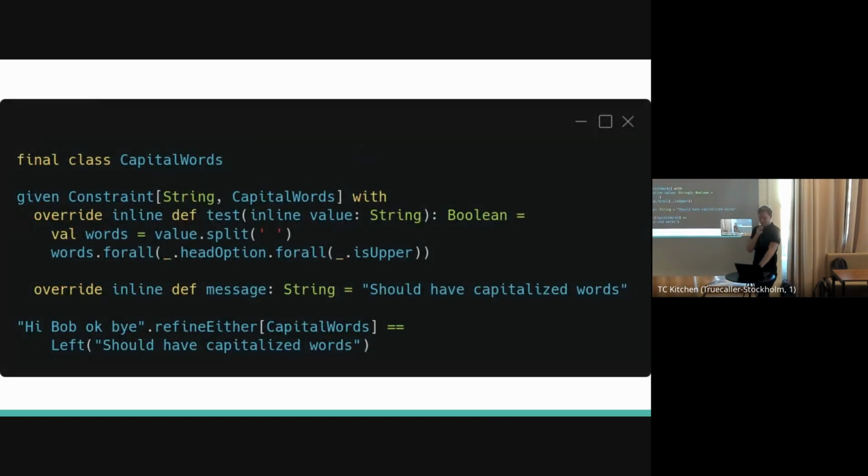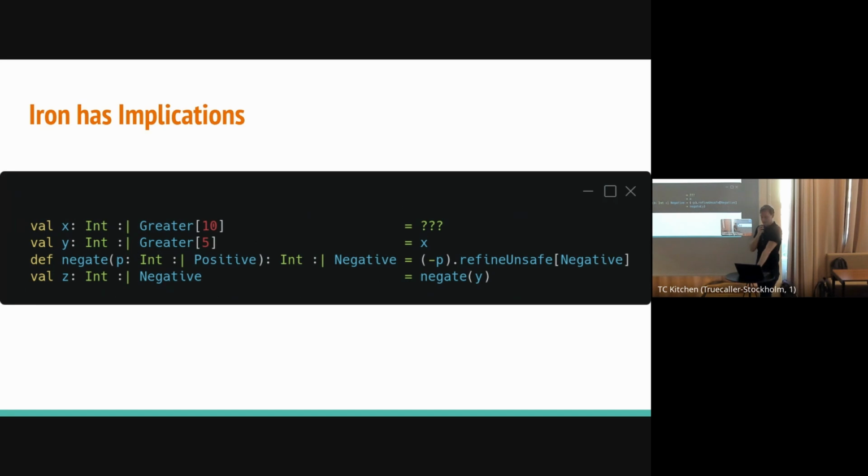But I can also, like with Neotype, use it at runtime. Yeah, now these implications in Iron are a very cool thing, I think. So I declare this x, it's an integer that's greater than 10. And then y is an integer greater than 5. And then I assign x to it. And this compiles because it knows that if something is greater than 10, it's also going to be greater than 5.